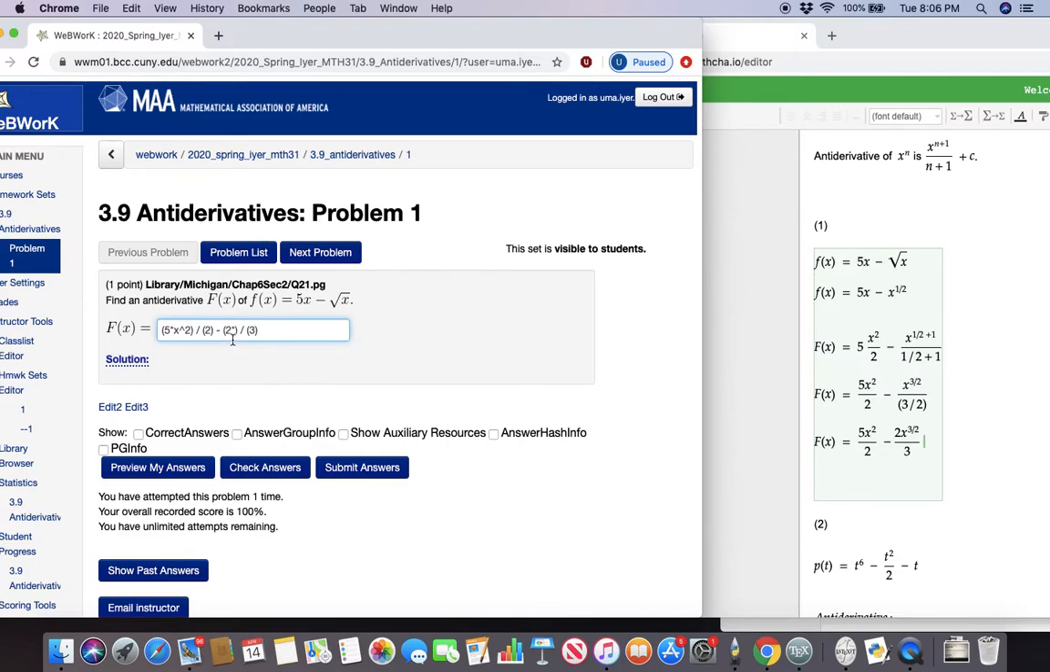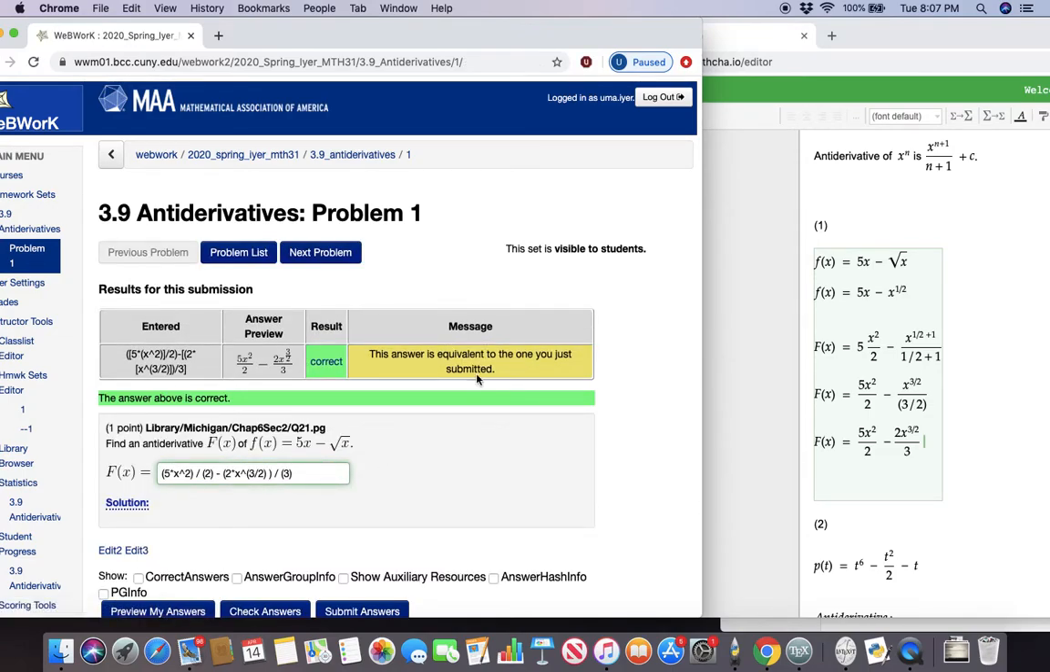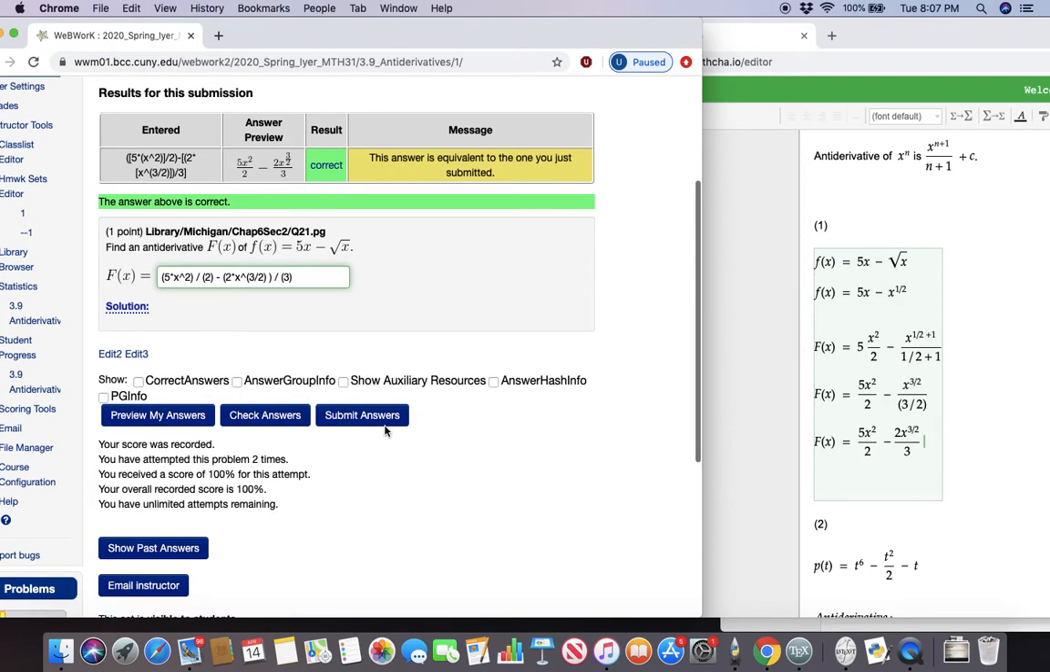So where was I? The second one, right? 2x to the power 3 halves. So 2 times x to the power, the power is written with a hat, and because 3 halves is a fraction, I'll put that fraction in parentheses. 3 over 2. So that is my answer. Submit. It is equivalent to the one I did. So that's good. Next problem.